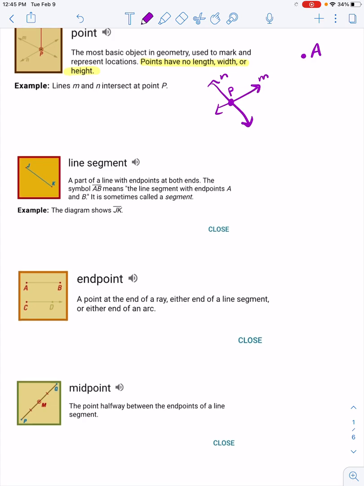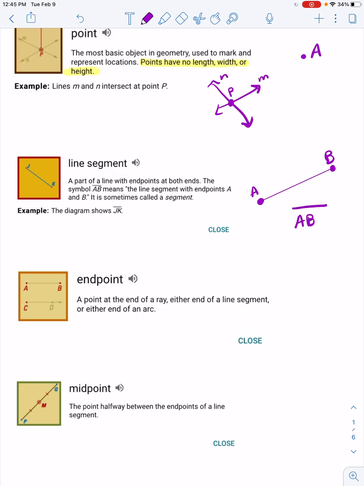Okay, so then a line segment, it says, is part of a line with endpoints at both ends. A line doesn't come until later, but essentially a line is straight and it goes on and on forever in both directions, okay? So a line segment is part of a line with endpoints at both ends. It's straight like a line, but it has an endpoint here and an endpoint here. Maybe we call this A and this B, so we call this line segment AB. And this is the notation that we use to show what a line segment is, okay?